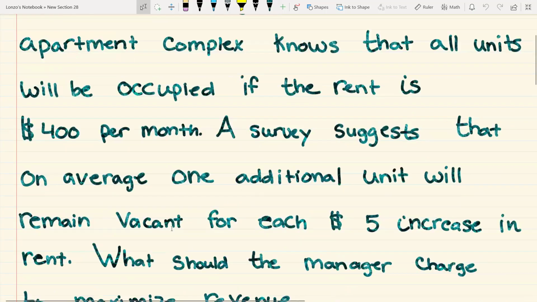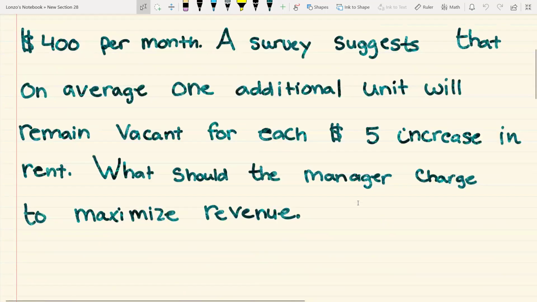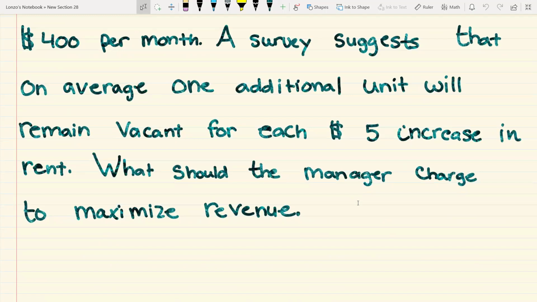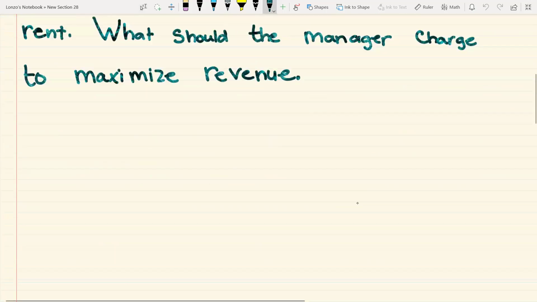And then it says that a survey suggests that on average one additional unit will remain vacant for each $5 increase. So as you increase the rent, people will no longer rent the apartments. So we're trying to figure out what is the perfect amount of rent we should charge to find the maximum profit, right? So first, I'm going to find the demand function.